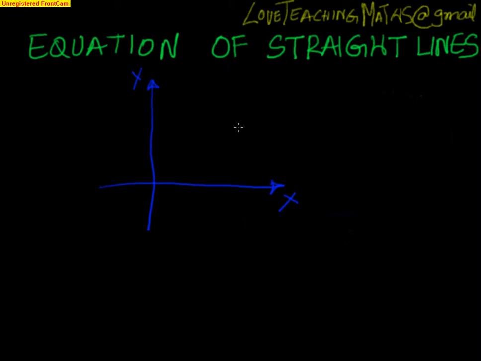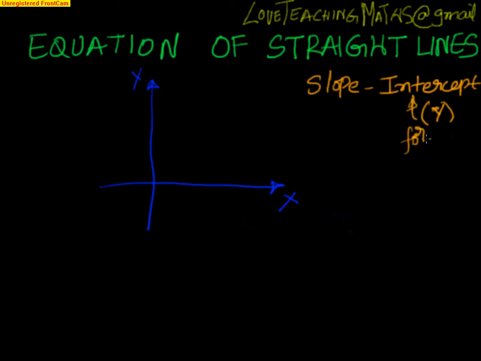Now, instead of that, the equation we are referring to now is the slope-intercept form, where the intercept is the y-intercept. Before that, let me explain what an intercept is. Here it is the y-intercept, and the form is the slope-intercept form.